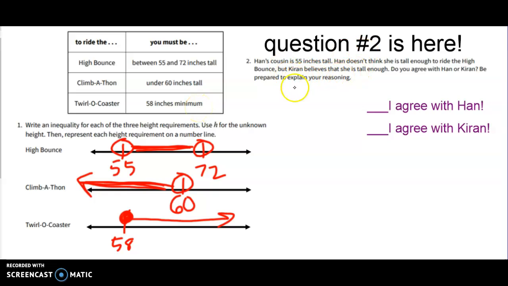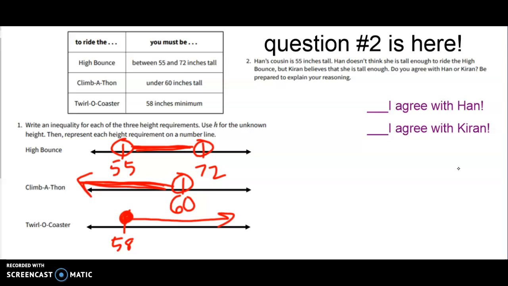Han's cousin is 55 inches tall. Han doesn't think she is tall enough to ride the high bounce, but Kieran believes she is tall enough. Do you agree with Han or Kieran? Be prepared to explain your reasoning. So let's pause right here and I want you to think, which one do you agree with, Han or Kieran?